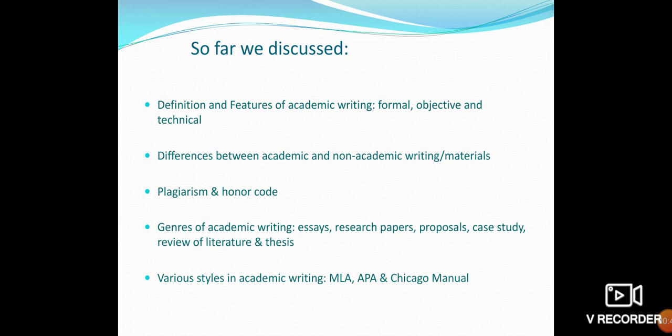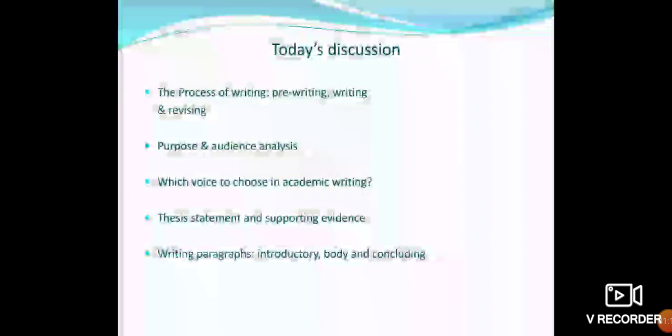We discussed genres also, in the forms of essays, research papers, proposals, case study, review of literature, and thesis, and various styles in academic writing: MLA, APA, and Chicago Manual, and the importance of following a typical style in academic writing. Today we will see the process of writing, the unit on the process of writing in the text Writing for Academic and Professional Success.